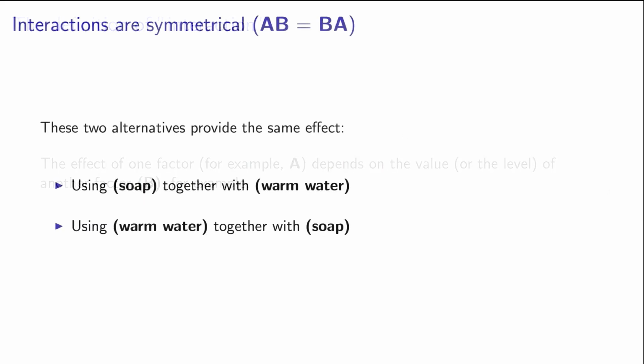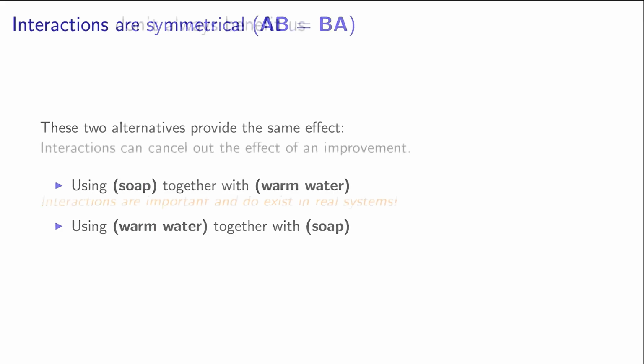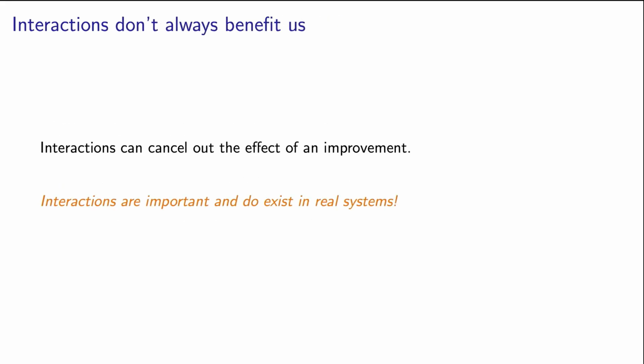Interactions are also symmetrical. The soap's effect is enhanced by warm water. Also, the warm water's effect is enhanced by soap. So symmetry means that if soap interacts with water temperature, then we know the water temperature factor interacts with the soap factor. There are examples of interactions that actually work against each other and cancel each other out.